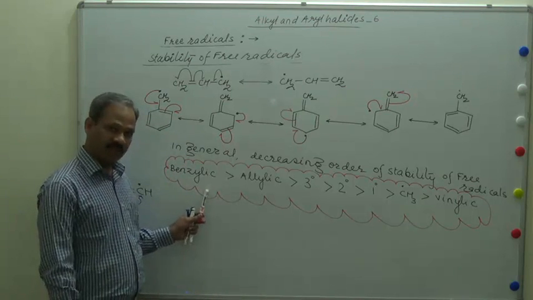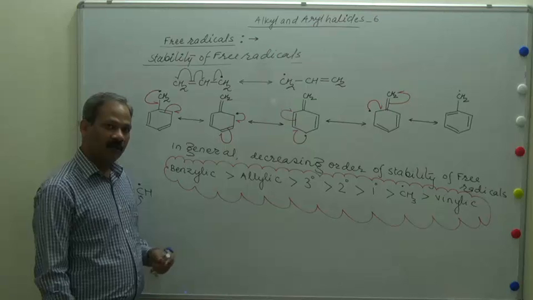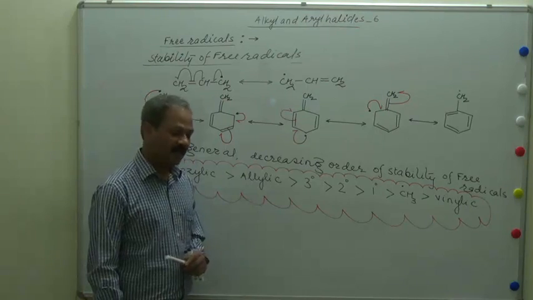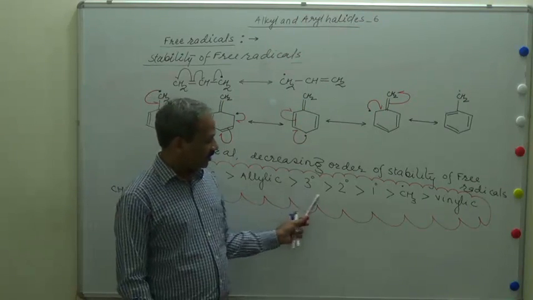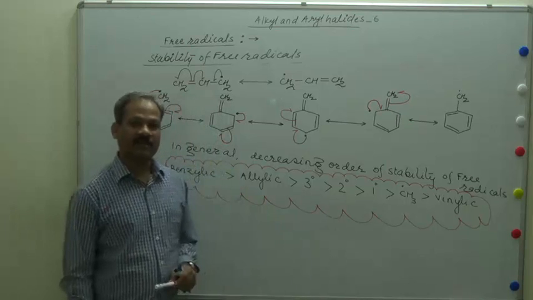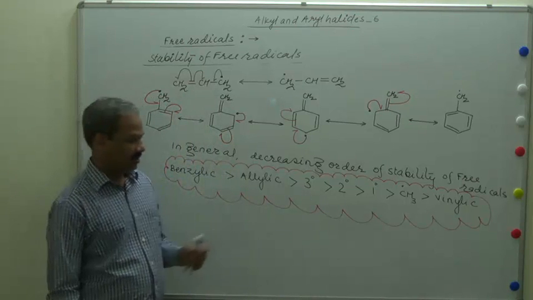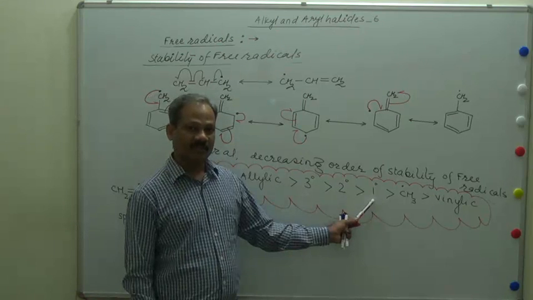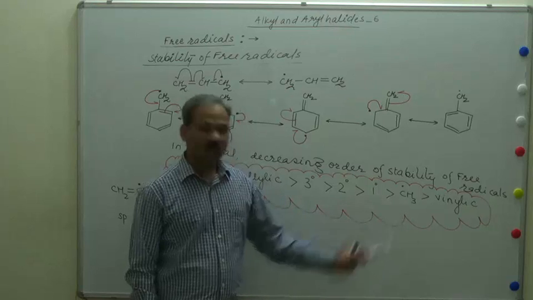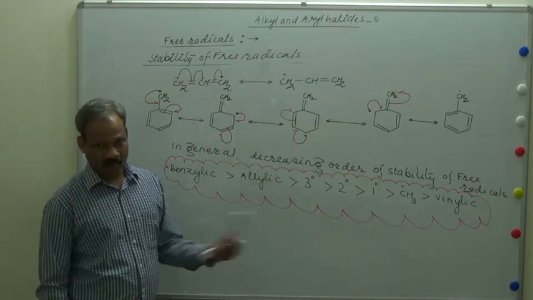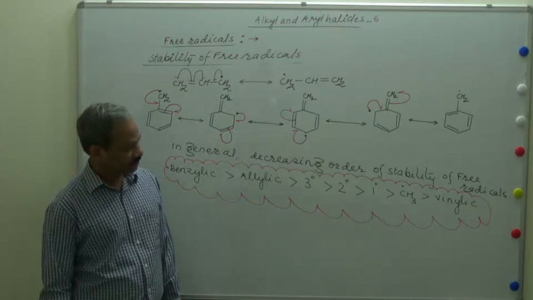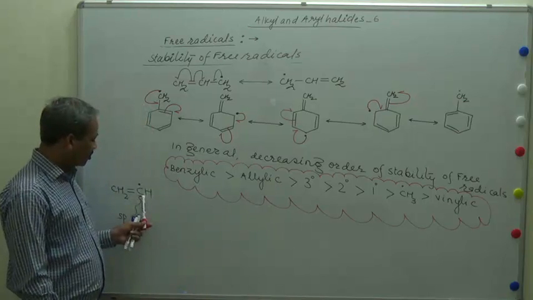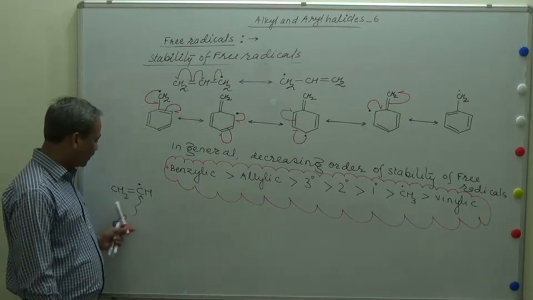Benzylic free radical is most stable because of the greater extent of resonance. Then allylic, it is also stabilized by resonance. Then 3 degree, 2 degree and 1 degree are stabilized by the presence of electron releasing substituents. The 3 degree has the maximum number of electron releasing substituents and the 1 degree has the minimum number. In methyl there is no electron releasing substituent and no resonance. And in vinylic free radical, the deficiency or odd electron is present on a more electronegative carbon atom.